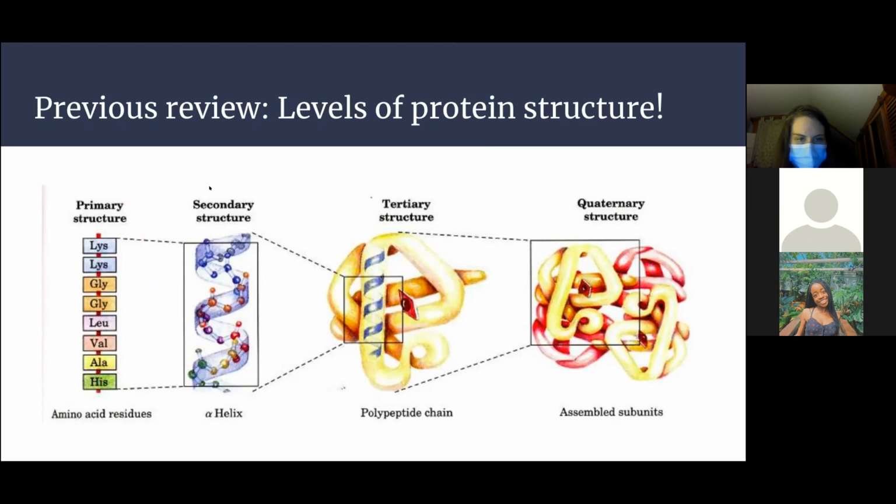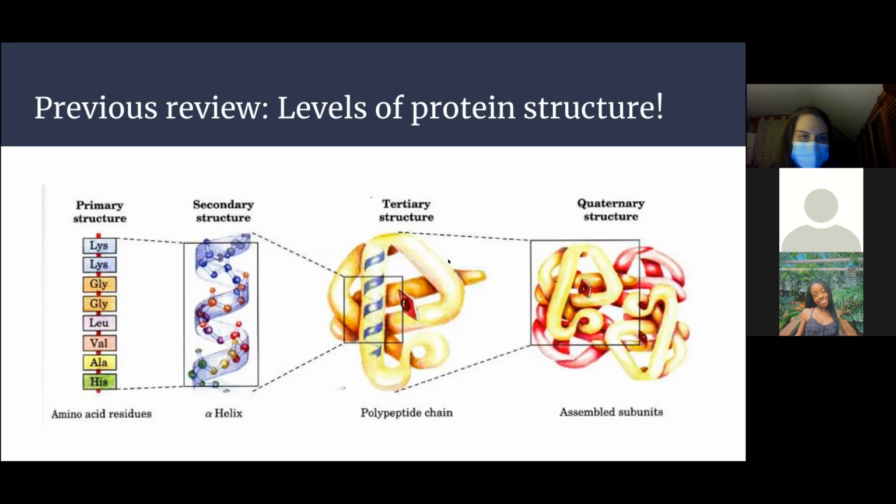And then secondary structure. Eventually you have enough beads or enough amino acids all lined up in a sequence that they form these structures such as alpha helices and beta sheets. So that's your secondary structure. And then when you have hundreds and hundreds of alpha helices and beta sheets, they will fold together in a unique way to give you tertiary structure. And that forms your polypeptide chain.